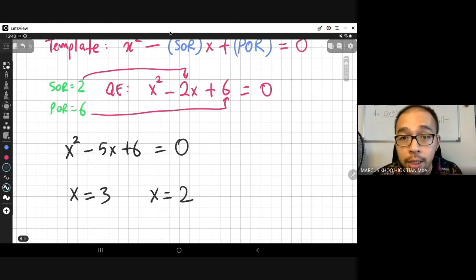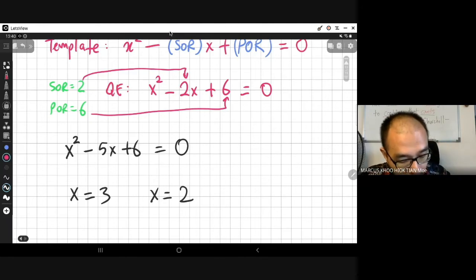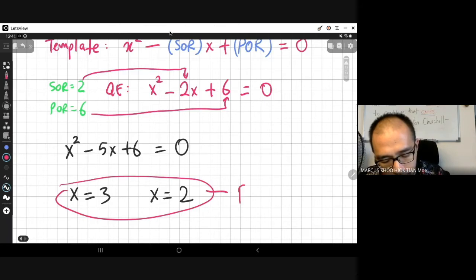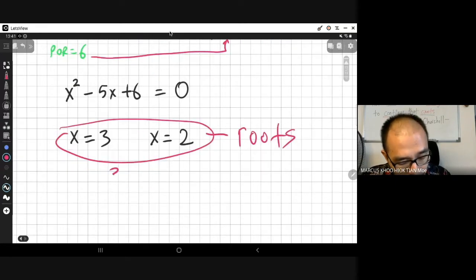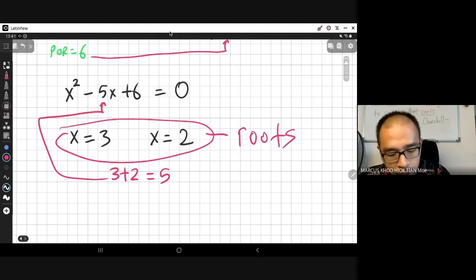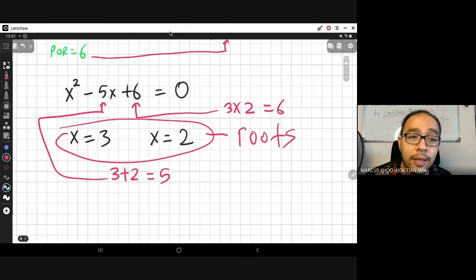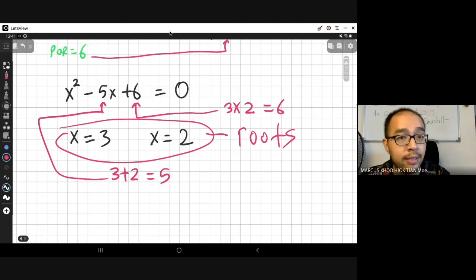So dua nombor ini dikenali sebagai our roots. Do you notice that 3 plus 2 is 5, which is the sum of the roots, and 3 times 2 is 6, which is the product of the roots? The sum is hasil tambah, product is hasil darab. So there is a meaning tau, ada maksud di sebalik itu. Itu semua adalah roots. Dengan menggunakan roots, saya boleh membentuk a quadratic equation.